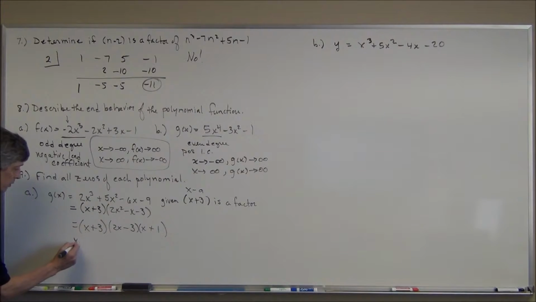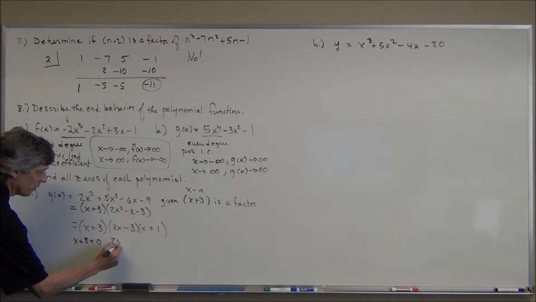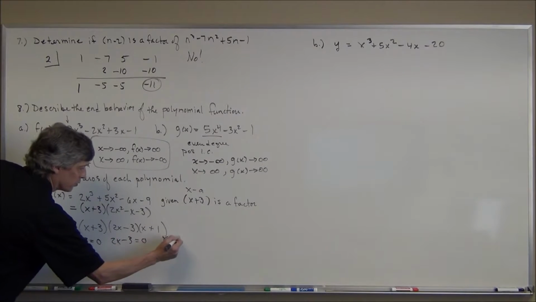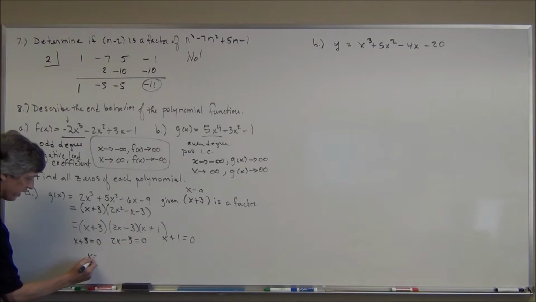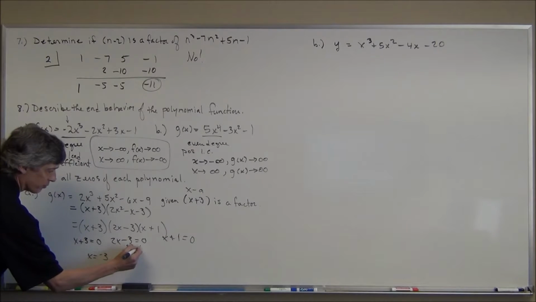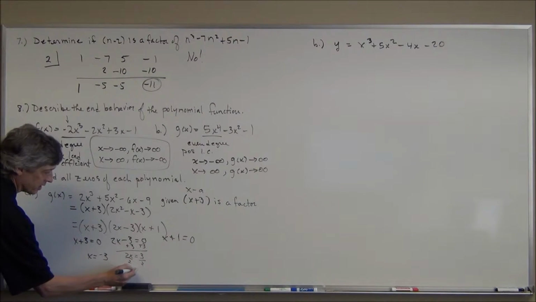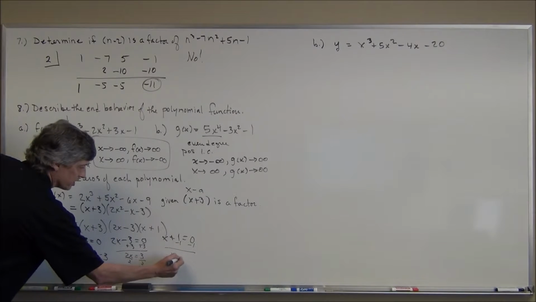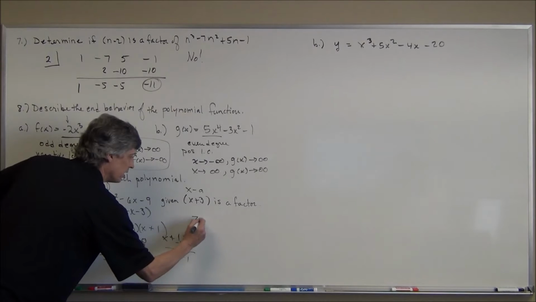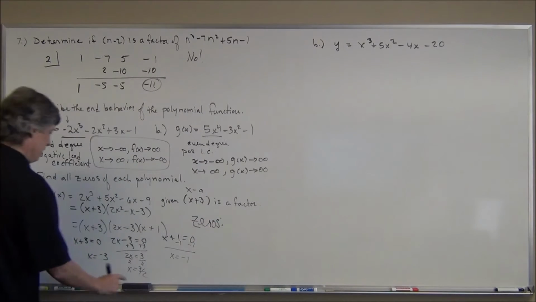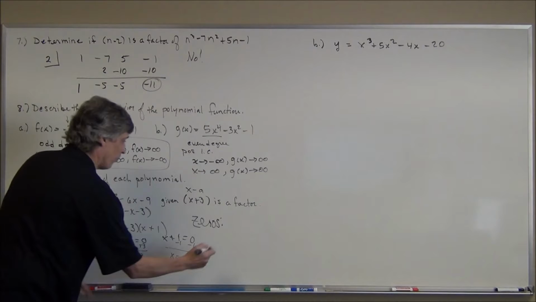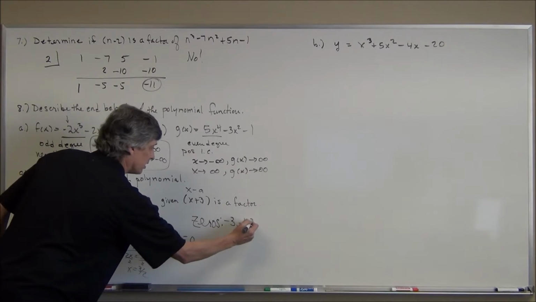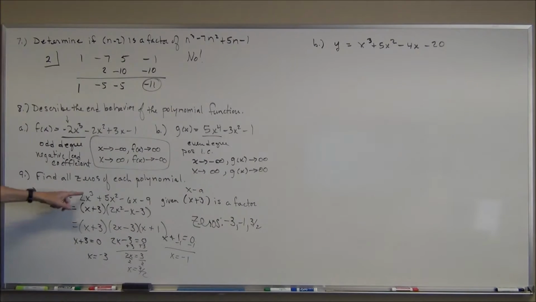You set x plus 3 equal to 0. You set 2x minus 3 equal to 0. You set x plus 1 equal to 0. So I get negative 3. Now here I'd have to add 3 to both sides. I get 2x equals 3, divide by 2. I get x equals 3 halves. And here I would subtract 1 from both sides, and I get x is negative 1. So my zeros are negative 3, 3 halves, negative 1. I usually put them in order from least to greatest. There they are. Degree 3, and I ended up with 3 rational zeros.